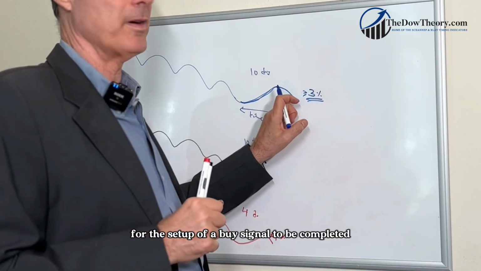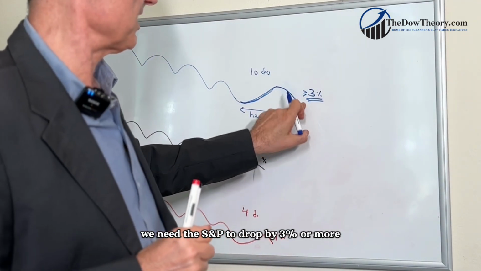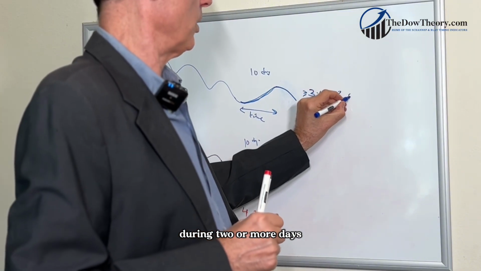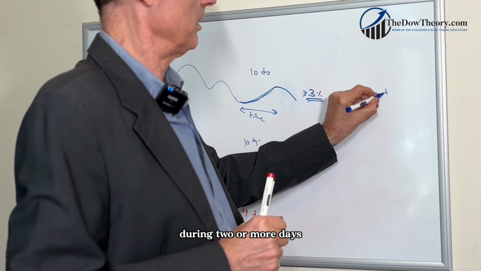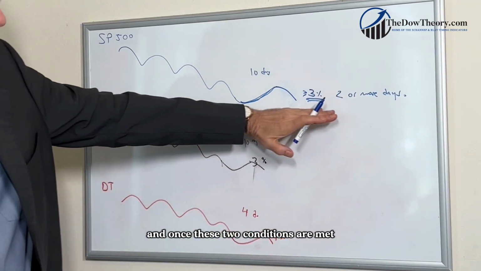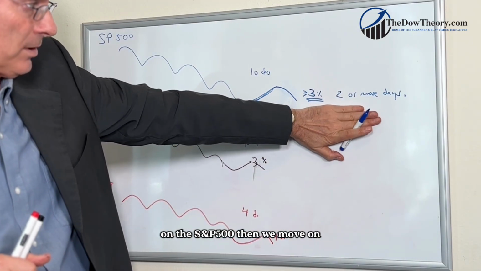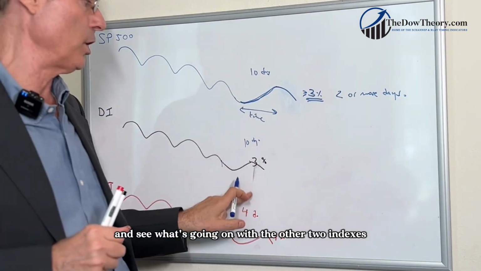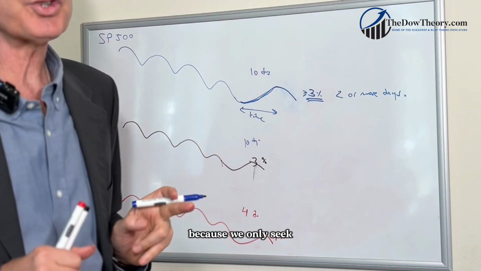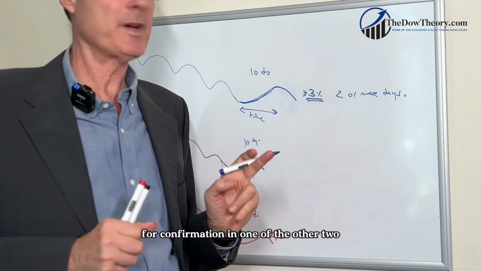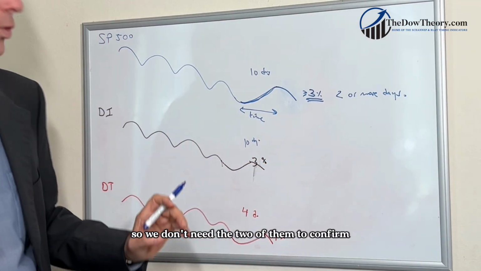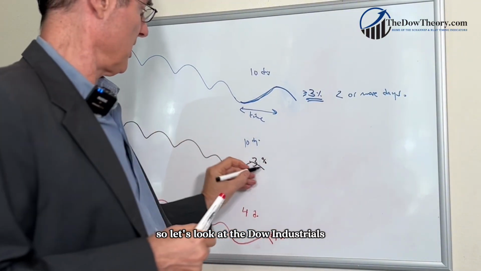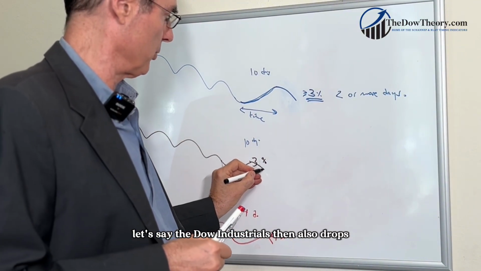For the setup of a buy signal to be completed, we need the S&P to drop by 3% or more during 2 or more days. And once these 2 conditions are met on the S&P 500, then we move on and see what's going on with the other 2 indexes, because we only seek confirmation in one of the other 2. So we don't need the 2 of them to confirm. So let's look at the Dow Industrials. Let's say the Dow Industrials then also drops.